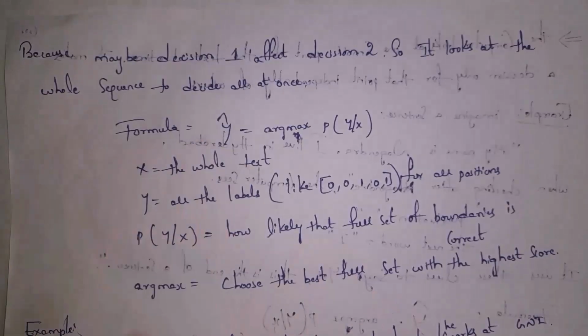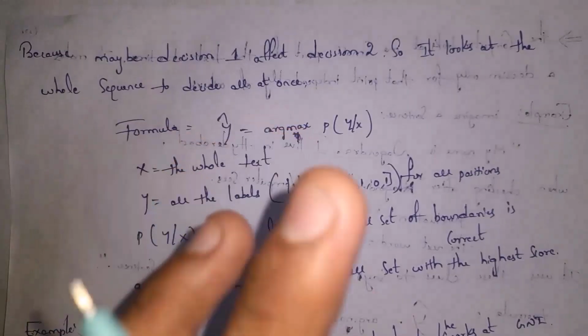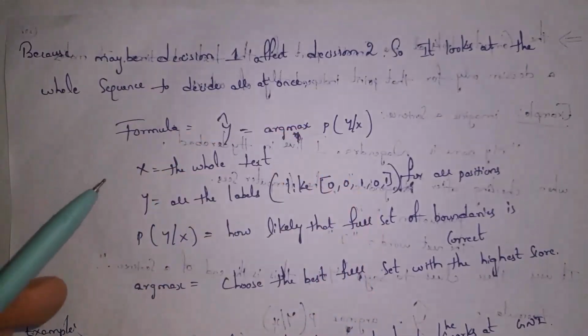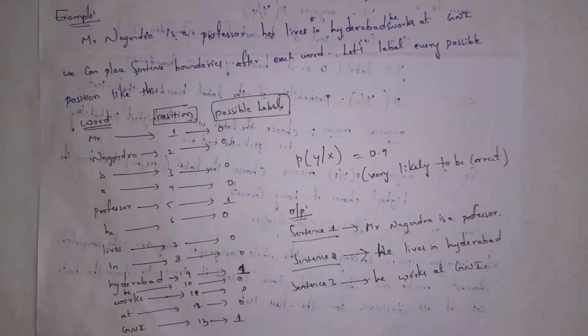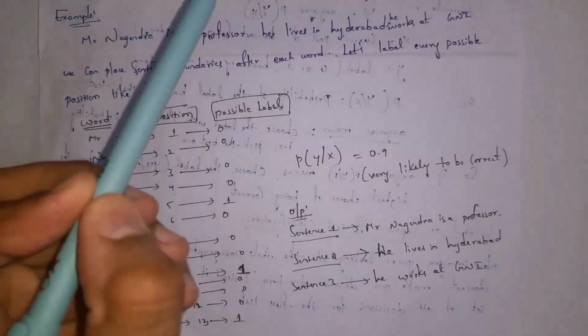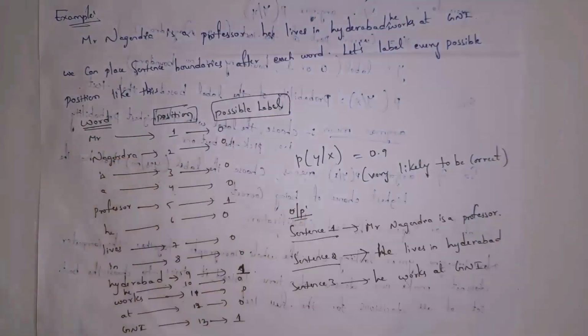This same formula, y bar is equal to argmax probability of y given x, where x is nothing but the whole text in a particular paragraph and y is nothing but the label. If there is chance for boundary after a particular word, then label is 1, or else label is 0. And P of y given x means probability that after a particular word, there is chance for boundary or not. That is, whether it is end of the sentence or not. For example, there is a paragraph. Mr. Nagendra is a professor. He lives in Hyderabad. He works at GNI. Only after reading this complete paragraph, we need to decide boundaries.